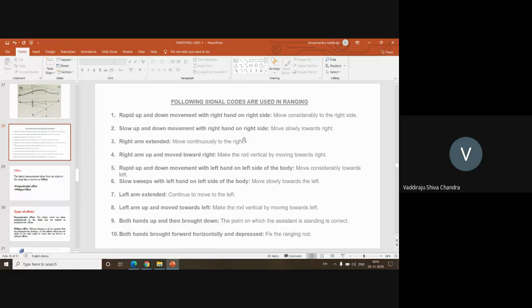Then raise your hands up and bring down. It indicates the position is correct. Move your hands forward and then depress it. It indicates that you need to fix the ranging rod there. So this is how you need to give the instructions. All these figures are already available in your textbooks. You can refer to them. Or we are planning to share the recordings of lab lectures with you also. In that also we'll be showing you how to give instructions to your fellow mates.